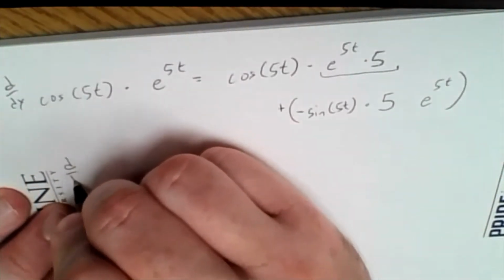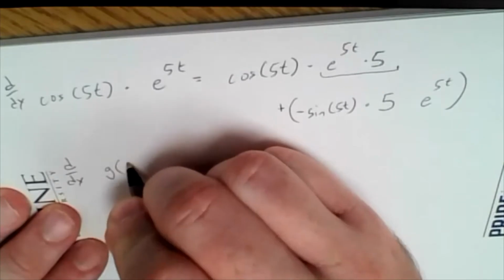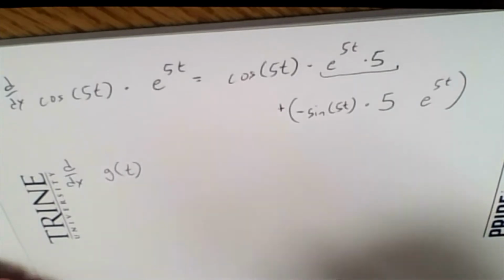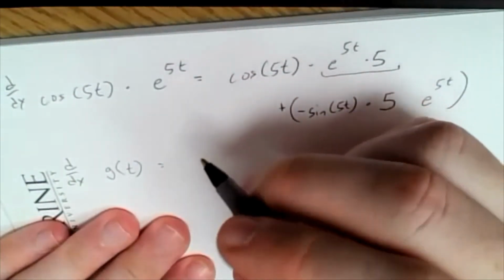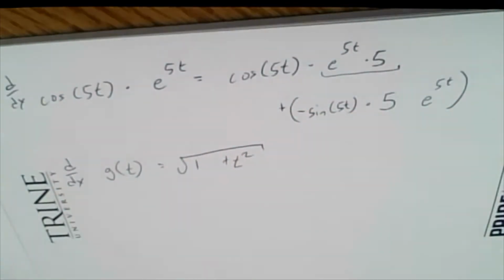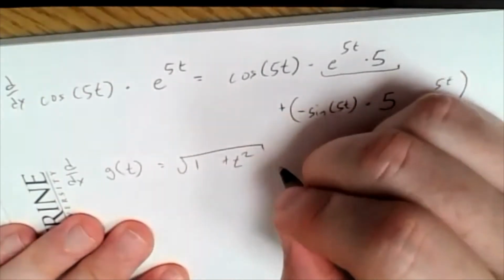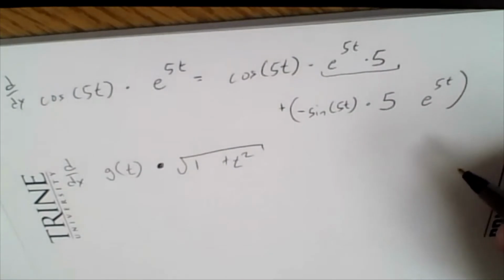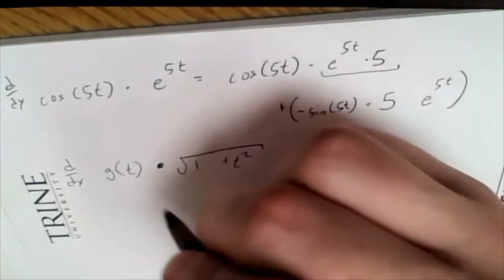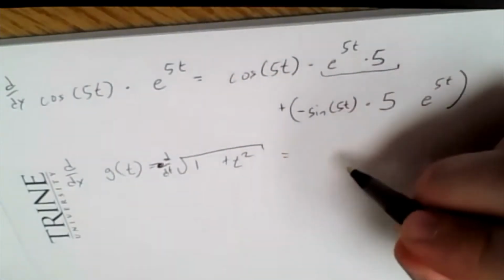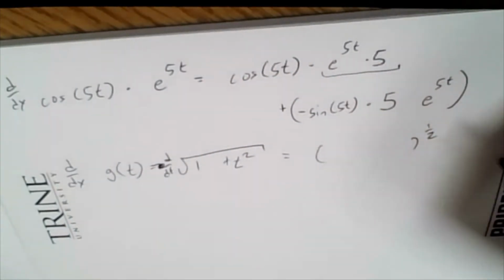Starting at problem 9, I'm using the letter g for my function instead of the letter f. We can call our functions whatever we like. This function is square root of 1 plus t squared. And again, I am going to rewrite this as a power rule.